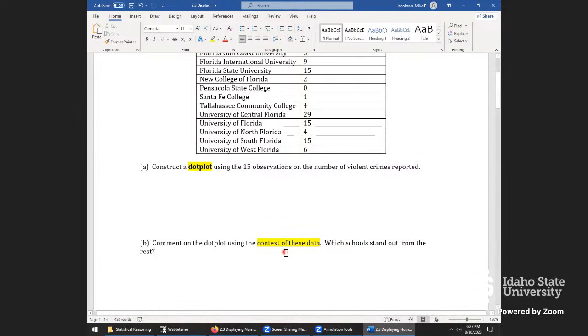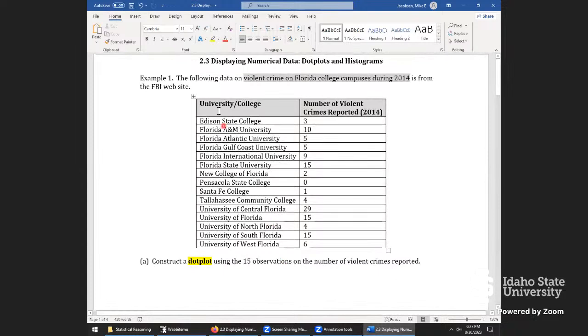This is always the toughest part when they're mentioning context. It means when we give our response, we have to be talking about violent crimes in Florida college campuses. You don't have to bring everything into the context. So if you didn't say during 2014, I'd say that's okay. We can carry that in. We just have to know what these numbers actually represent. So that's what we mean by context.